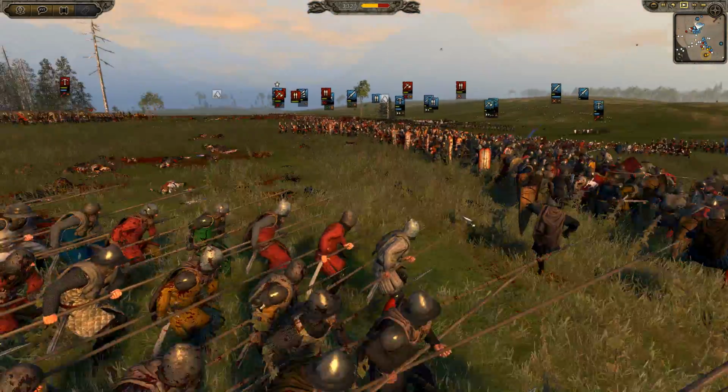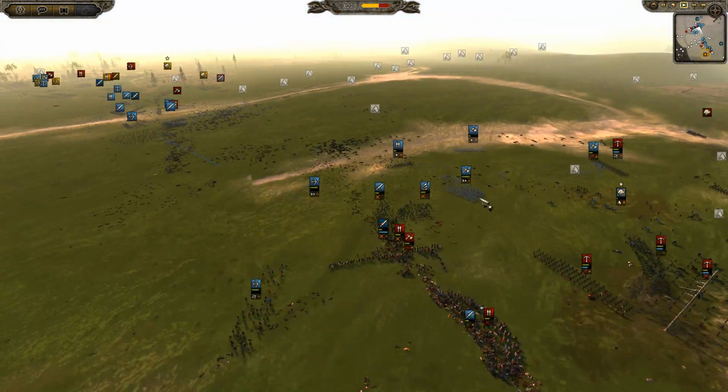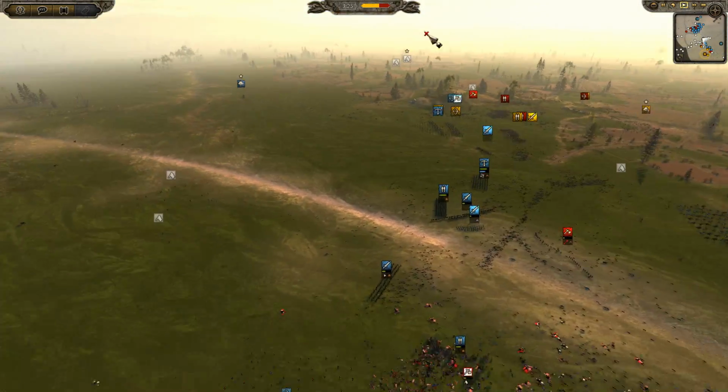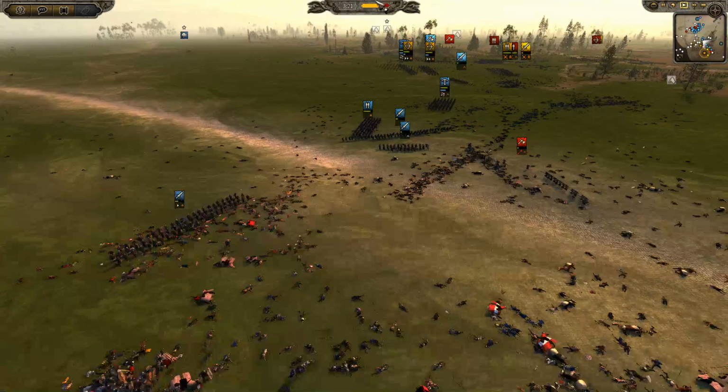Now the pikes are moving in, and yeah, this is looking, I don't know, guys. This is still really even. The balance of power, though, look at this. This battle over here shifted pretty decisively, and look at that balance of power.